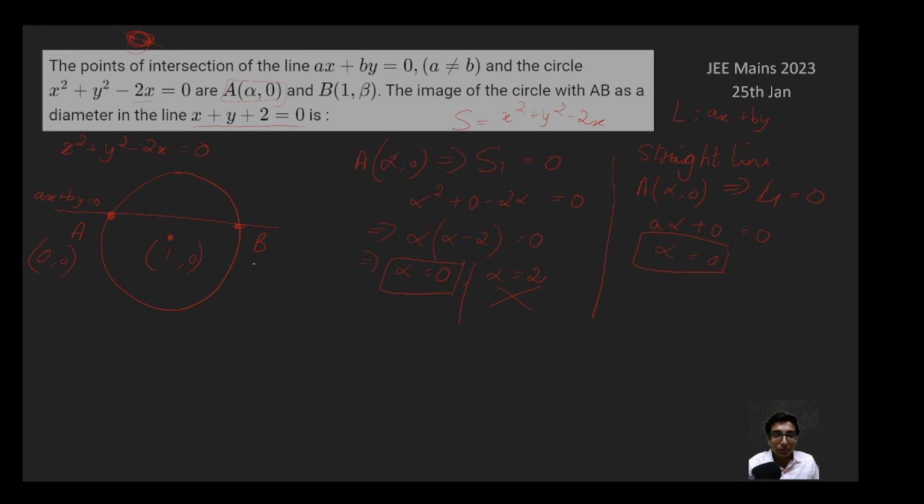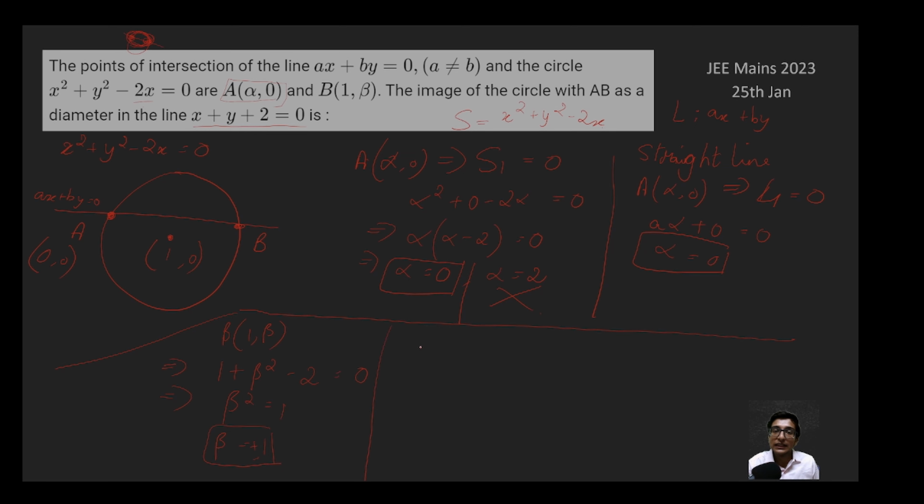Now let us find out B. Again, B is another point which lies on the circle. So B would be satisfying the equation of the circle. So let us do that. For B (1, beta), let us satisfy it directly in the circle. We get 1 plus beta square minus 2 is equal to 0. So from here we get beta square to be equal to 2 minus 1, which makes it 1. So beta is equal to plus minus 1 basically.